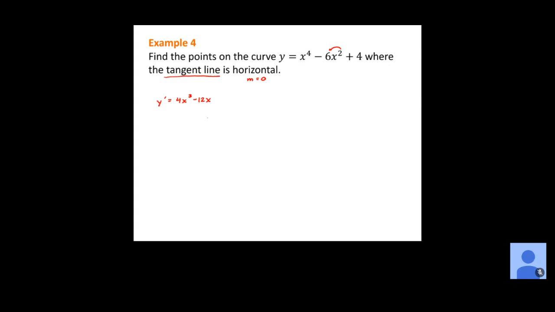Any questions on that derivative? Okay, now that we have the derivative, and like Dean said, we're going to set that equal to 0 because we need our slope to be 0 now. So we're going to say 0 equals 4x cubed minus 12x. Now, how would we solve that?